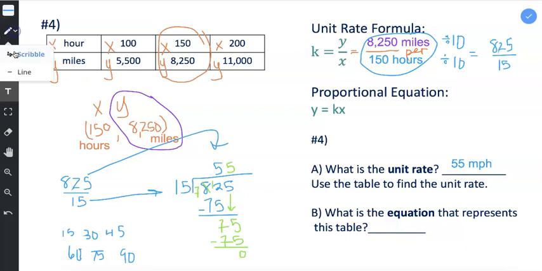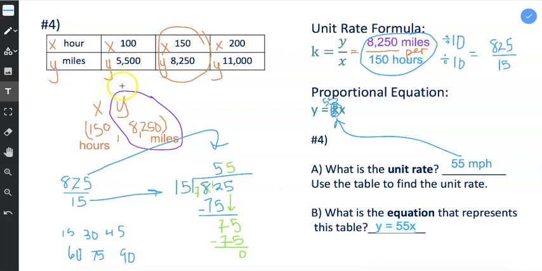So I'm going to grab this scribble tool, and we found the unit rate to be 55, so all we do is we take out k, which is the unit rate variable, cross it out, and fill in the 55 in its place. And then I'll go ahead and type it down here. What is the equation that represents this table? Well, the equation that represents the table is y equals 55x.